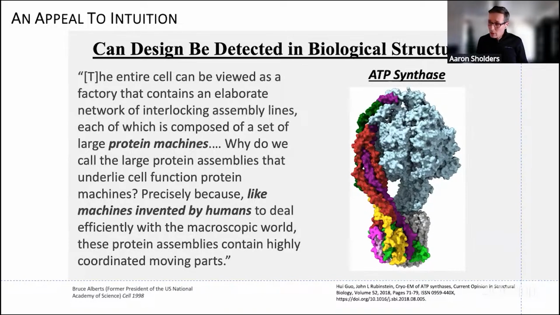Why do we call the large protein assemblies that underlie cell function protein machines? Precisely because, listen to this, like machines invented by humans to deal efficiently with the macroscopic world, these protein assemblies contain highly coordinated moving parts. In other words, Bruce Alberts looked at machines like ATP synthase and compares them to machines that have been invented by an intelligent being, an engineer, right?